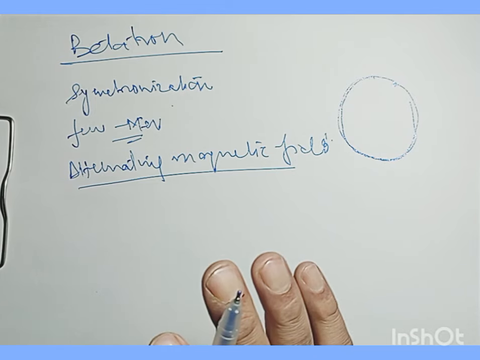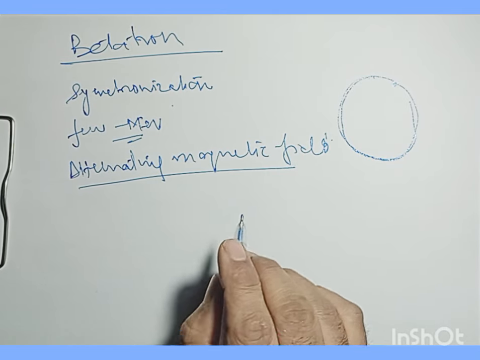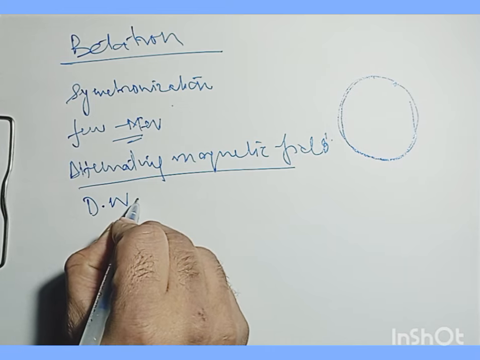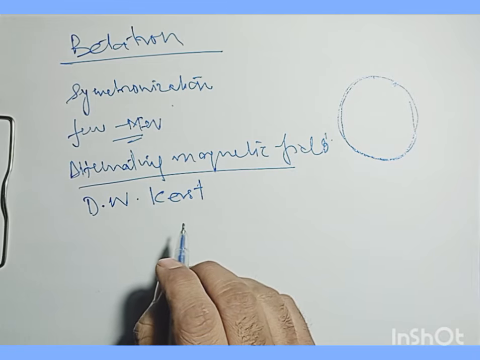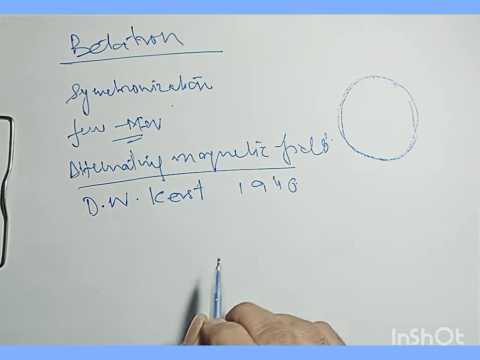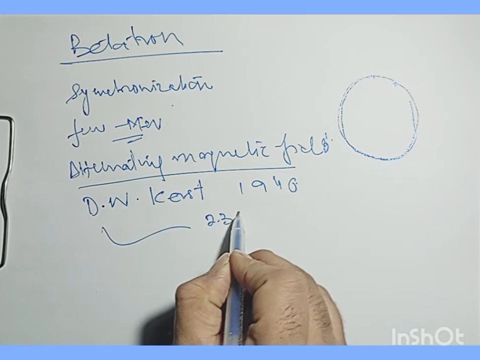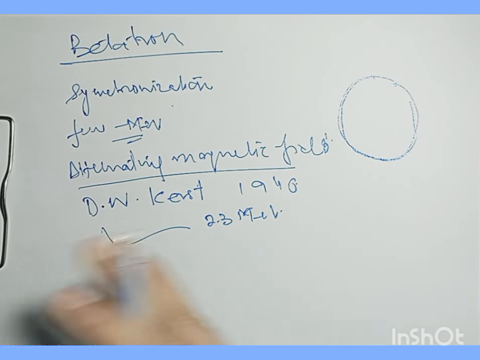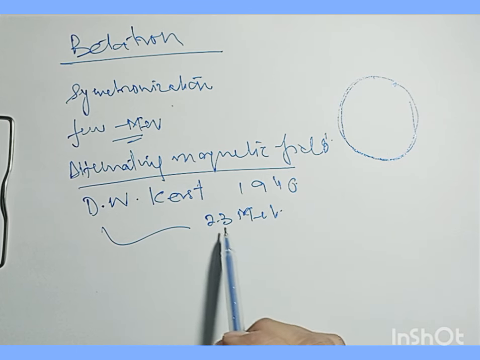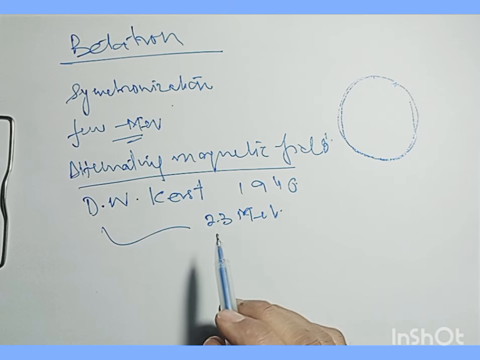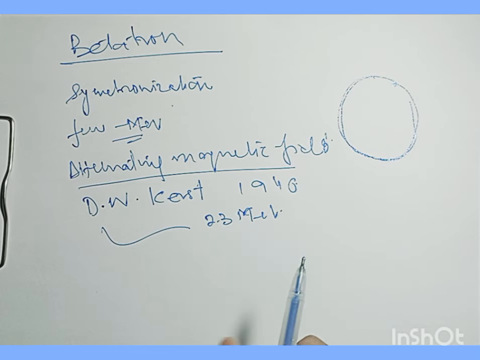Now, the first betatron, a magnetic induction accelerator, was constructed by D. W. Kerst at the University of Illinois in 1940 to accelerate electrons to an energy of nearly 2.3 mega electron volts. Several other betatrons have been constructed since then, and the largest one, at the University of Illinois, yields electrons of energy of the order of 300 mega electron volts.